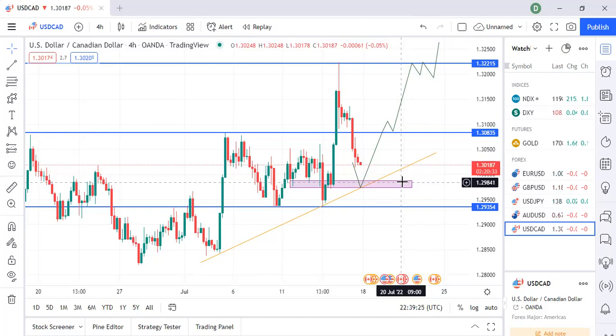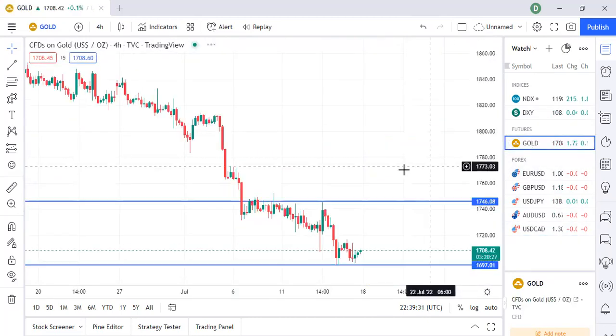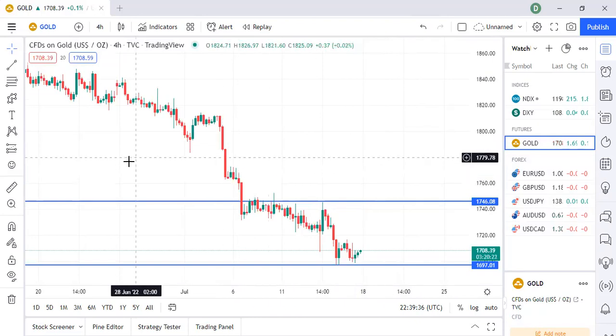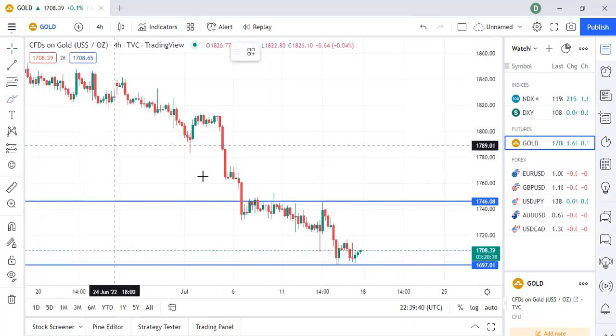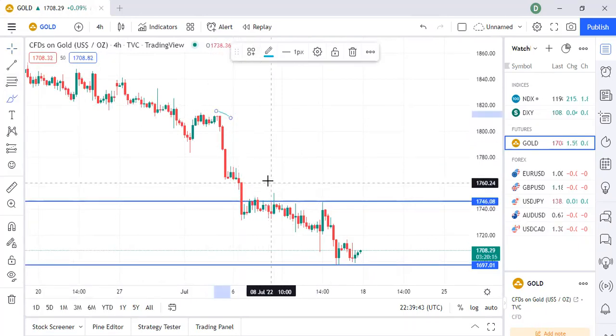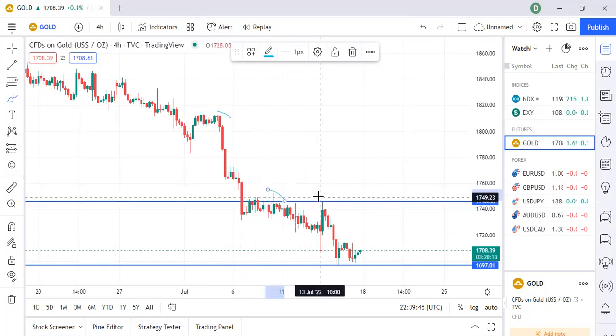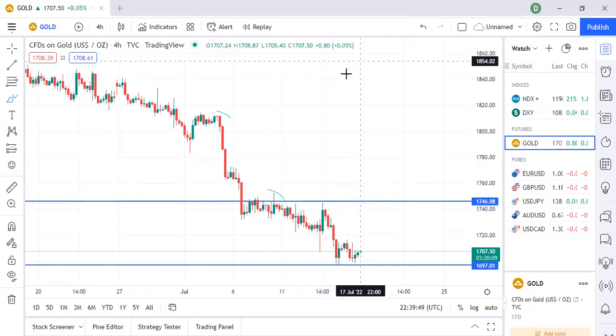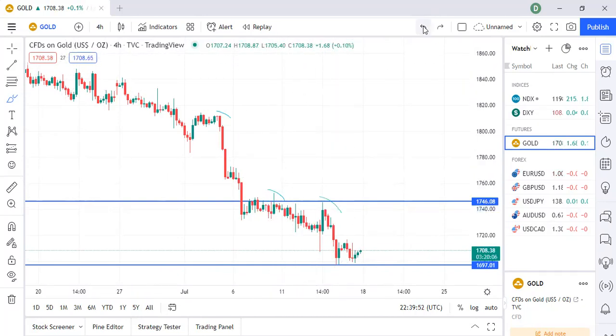All right, guys, let's quickly look at gold before we call it a night. Gold is also respecting the highs. So far, it has refused to break. This high has not been taken out, this high has not been taken out, and this has also not been taken out. So I expect gold to continue respecting that.